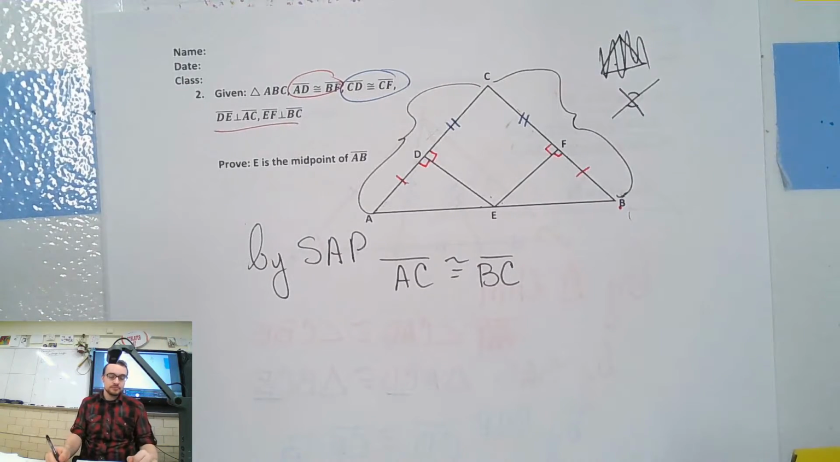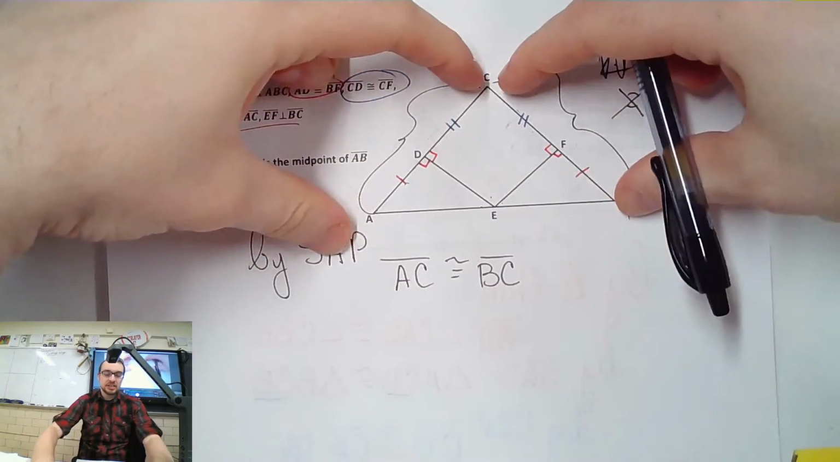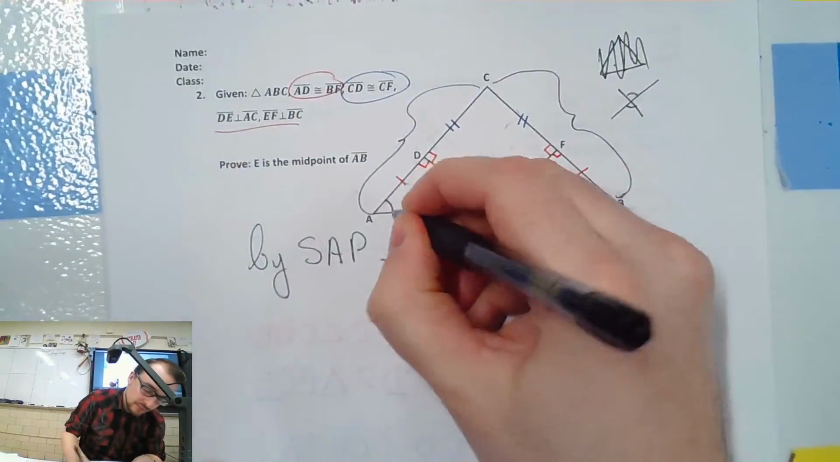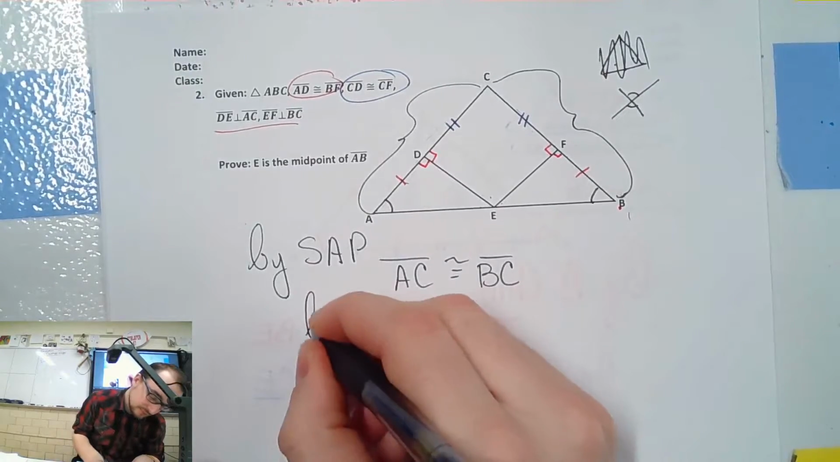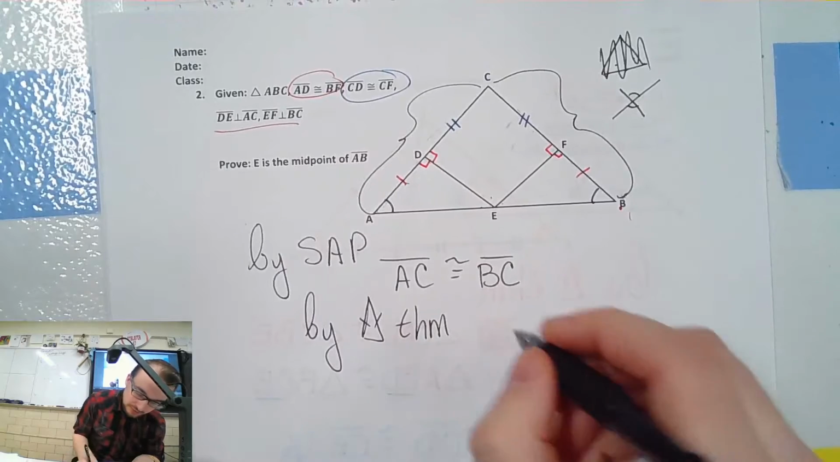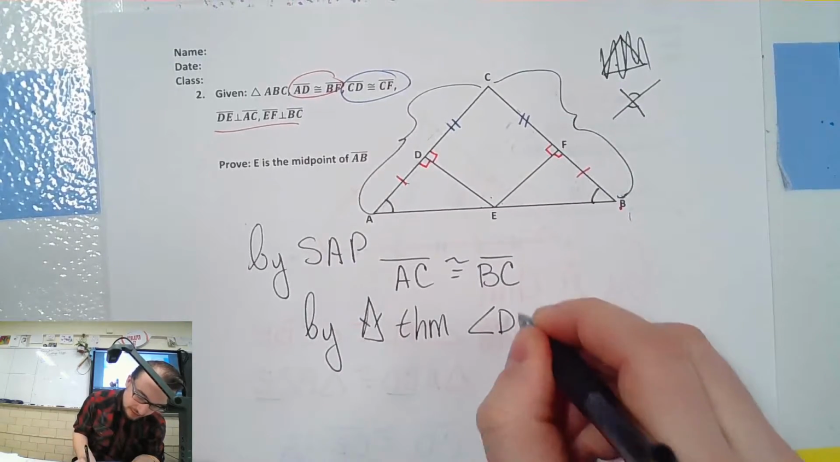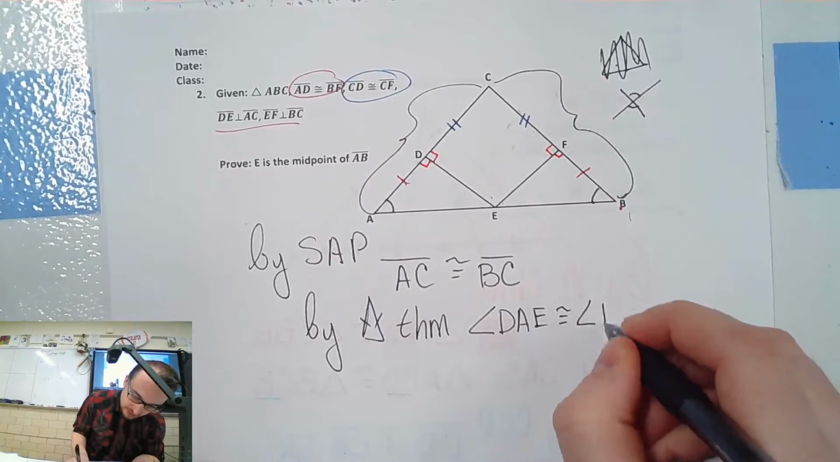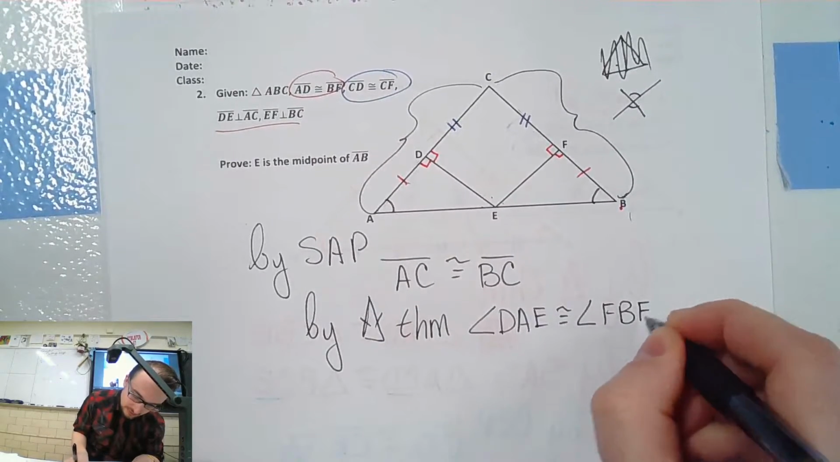Zayden, what do you see? Isosceles triangle theorem. Guys, the whole thing's an isosceles triangle now, right? So by the theorem, these angles are the same. Don't forget to look at the big picture. Angle DAE congruent to angle FBE.